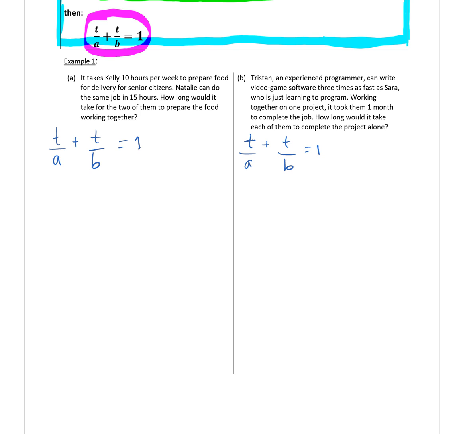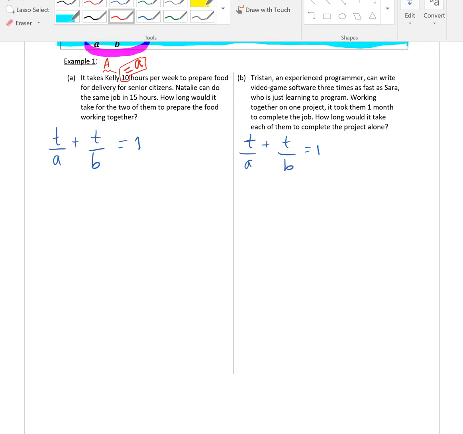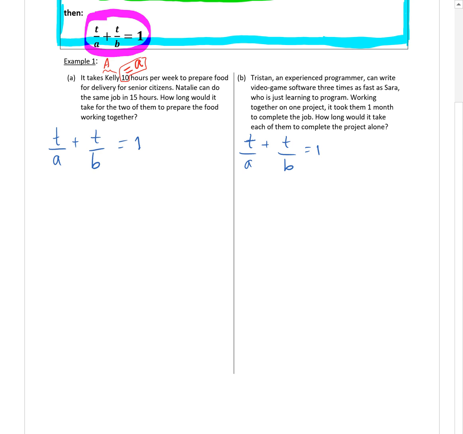Okay, so it says it takes Kelly 10 hours per week to prepare food for delivery for senior citizens. So it sounds like Kelly's working alone. That probably means that 10 hours is lowercase a. If you're thinking of Kelly as person A, the first person, then lowercase a would be 10 hours, the time it takes for that person to work alone. Then the next sentence says, Natalie can do the same job in 15 hours. So I think we're thinking of Natalie as person B. That means 15 hours is probably lowercase b. So that's how long it takes Natalie to work alone.